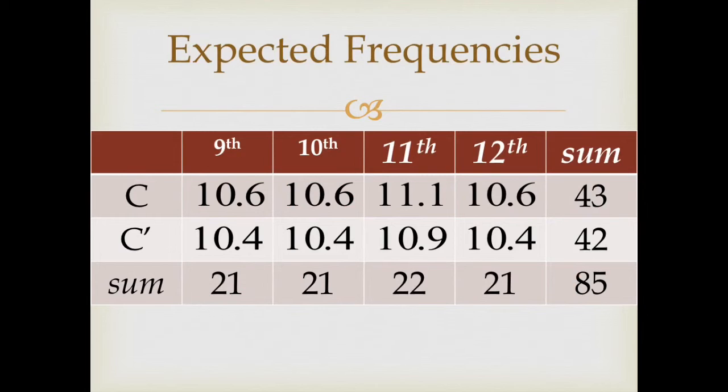And we have some repetition here because a lot of our sums down here are the same. So we can see one more time down here for 12th graders, again it's 10.6 because it's 43 times 21 divided by 85. Now that we have our expected frequencies, we can use them to help us figure out our chi-squared. So let's look on the next slide.